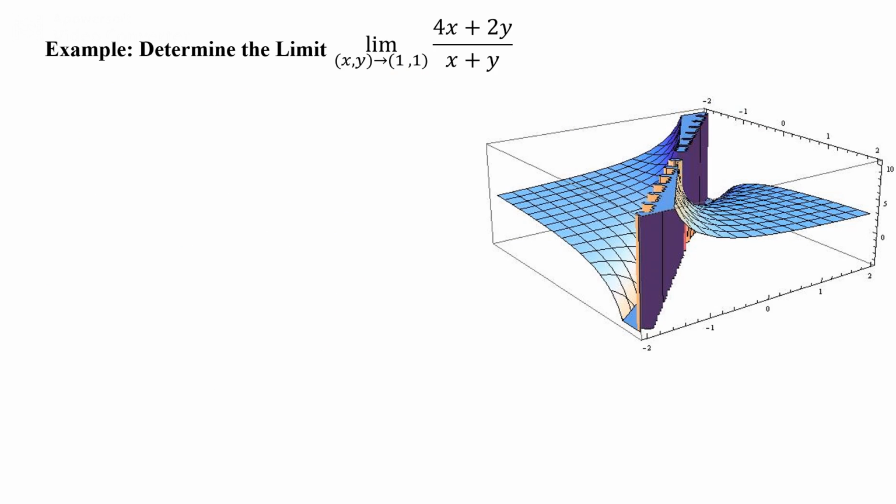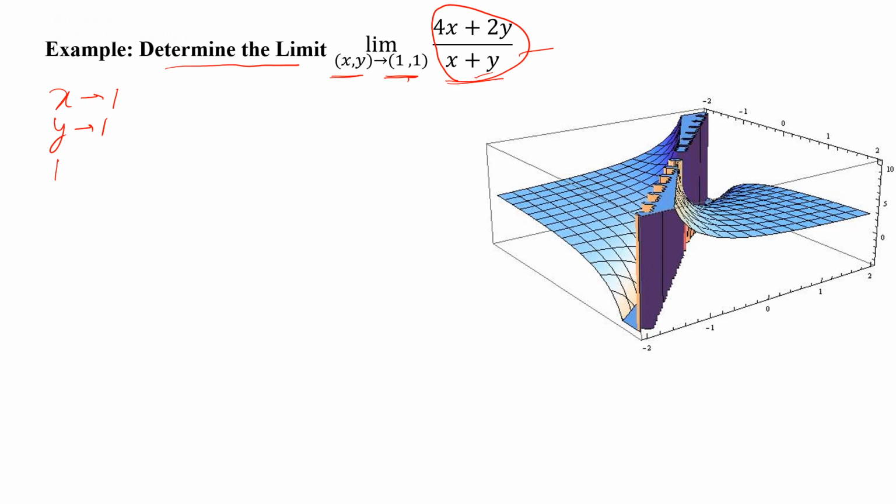Now look at an example to understand the concept. Determine the limit of that particular function when (x,y) approaches the point (1,1). Here we are given the limit when x approaches 1 and y approaches 1, so what is the limit of that function? We just directly substitute the values of x and y in that function.